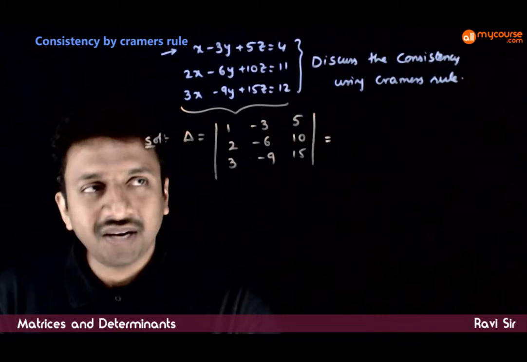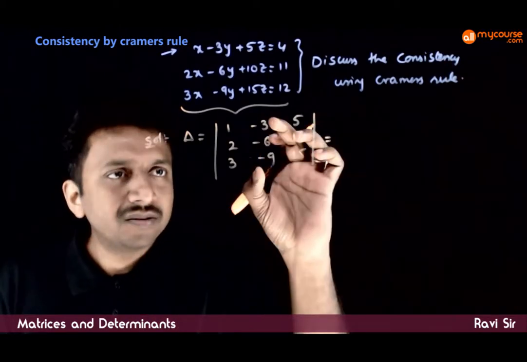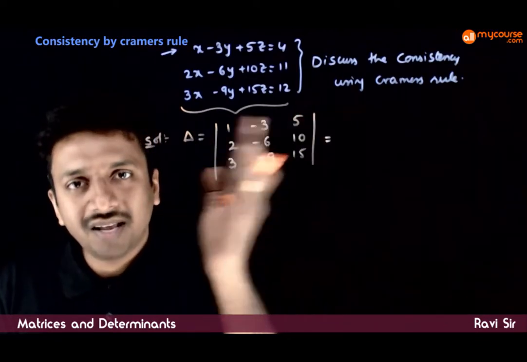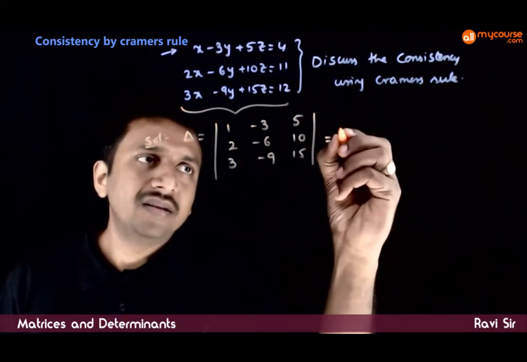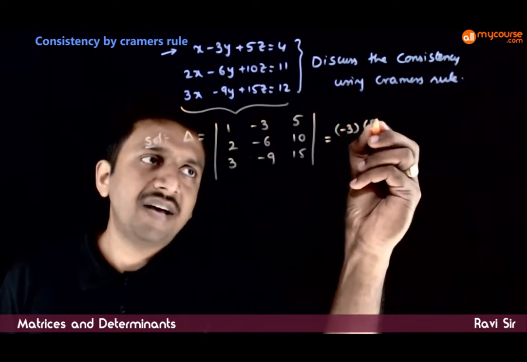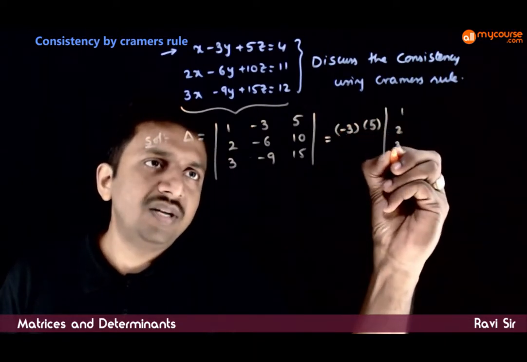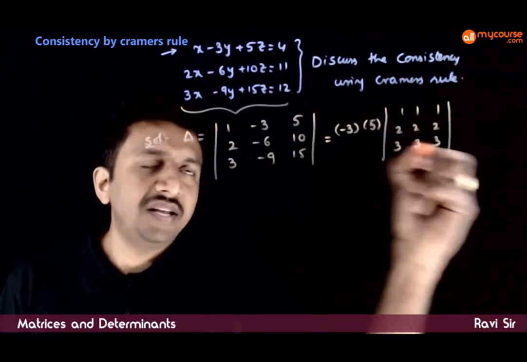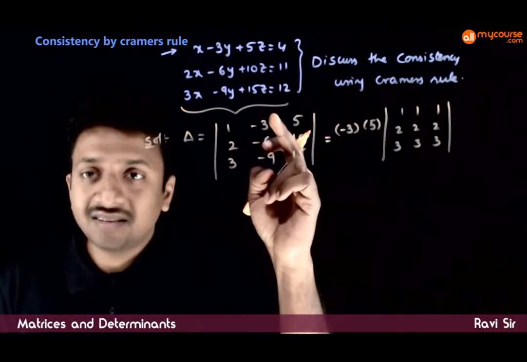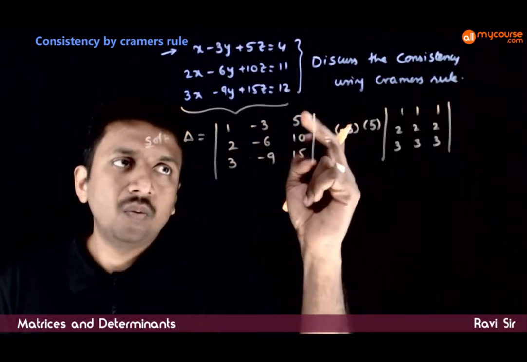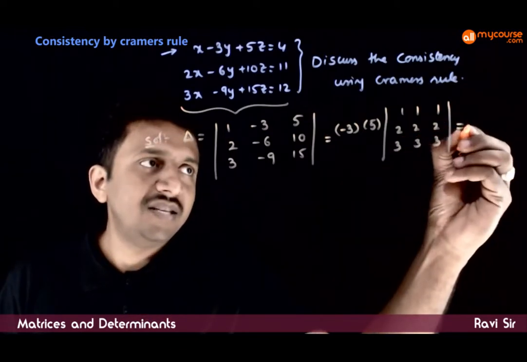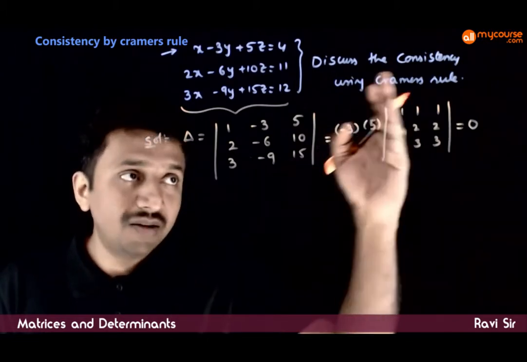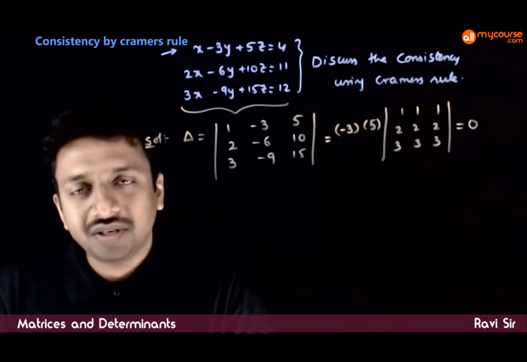To simplify the determinant, you can also use your properties. In the second column, you can take a minus 3 outside. In the third column, you can take a 5 outside. So minus 3 times 5 times 1, 2, 3, 1, 2, 3, 1, 2, 3. So obviously this is equal to 0 because all the rows have become equal, all the columns have become equal, hence delta is equal to 0.